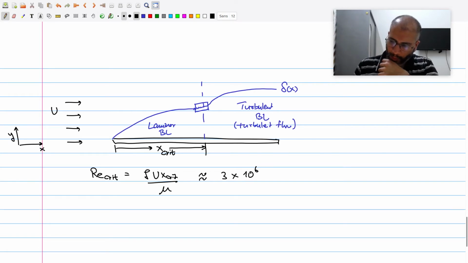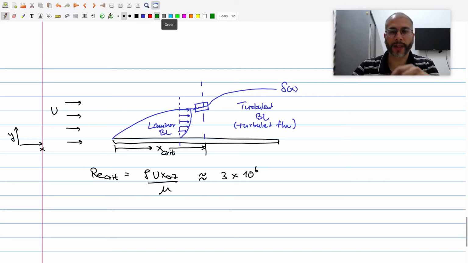Now what happens when the flow becomes turbulent? Is the behavior of the flow profile different in the turbulent boundary layer region as compared to the laminar boundary layer region? Let's see. In the laminar boundary layer region, as we had shown earlier, the flow profile is something like this. So it goes from 0 to u inside the boundary layer. In fact, the turbulent boundary layer also goes from 0 to u.